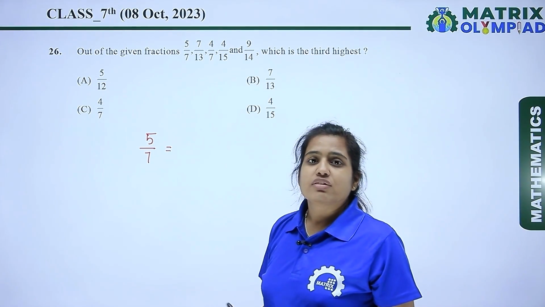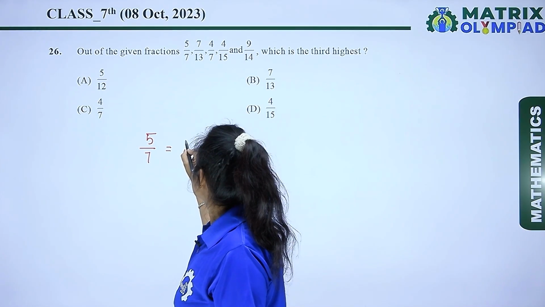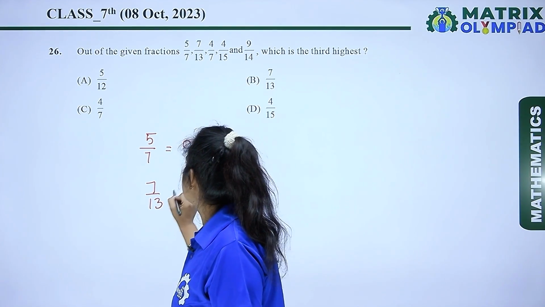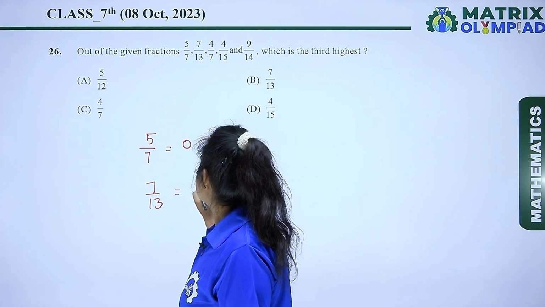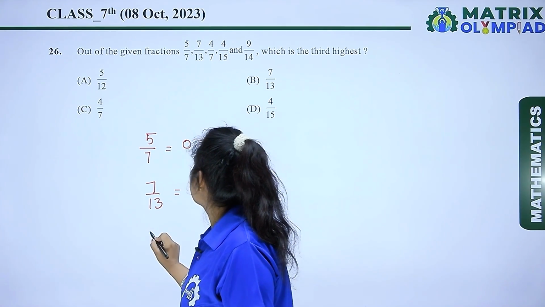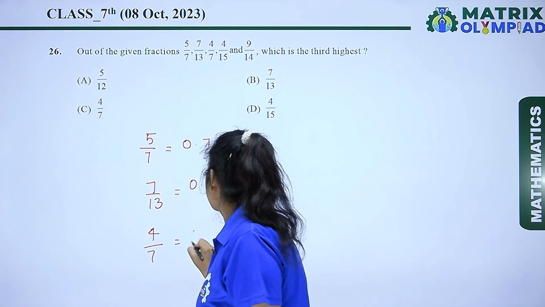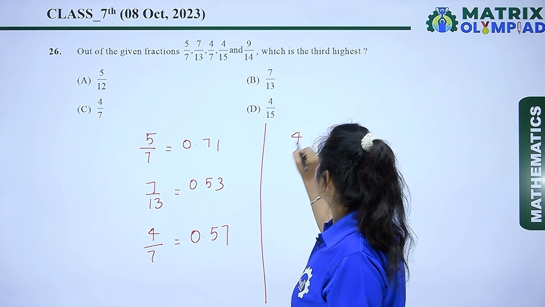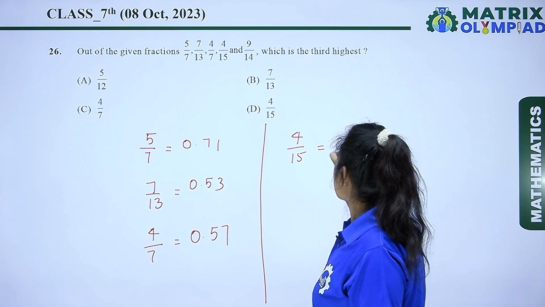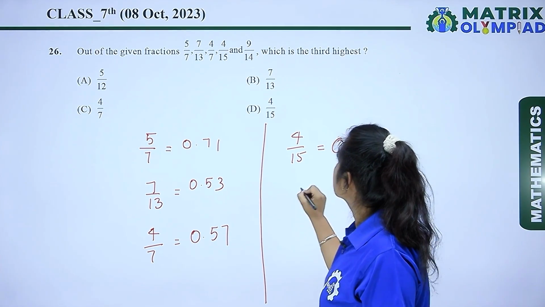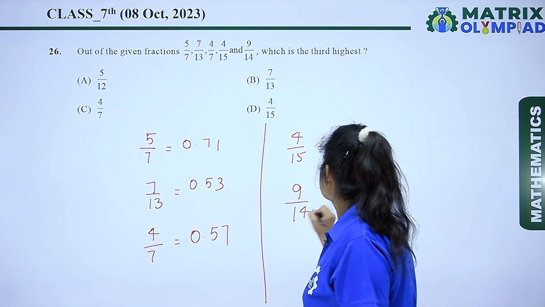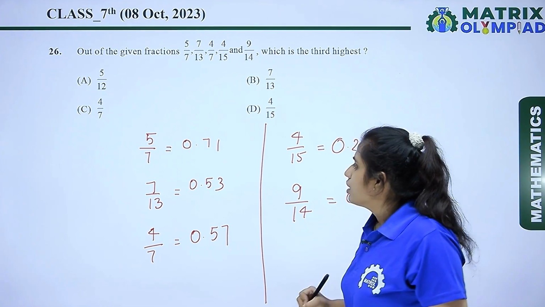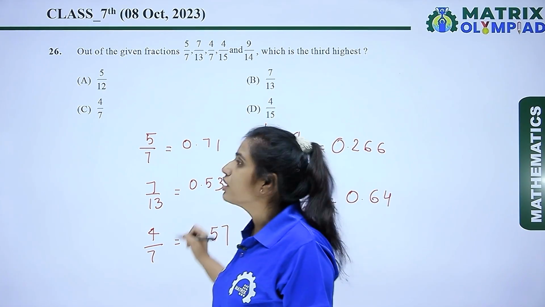We are converting 5 upon 7 in the decimal form. So the answer is 0.71. Next is 7 upon 13. That is 0.53. Next, 4 upon 7, 0.57. Next one is 4 upon 15. That is 0.266. Now these are the decimal forms of the given fractions.